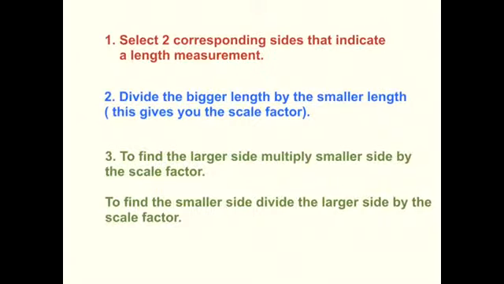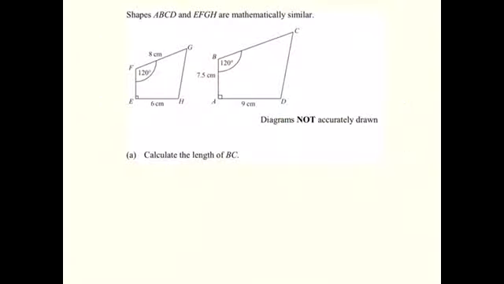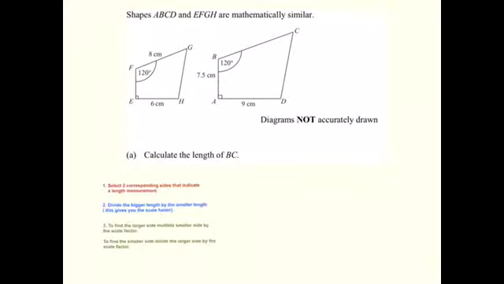So let's have a look at a question. Here's a typical exam question. We saw this earlier. Those are the instructions, the 3 steps that we were looking at before. First thing I need to do is to select two corresponding sides. So these are the two sides that I'm going to choose, down the bottom there, 6 and 9.